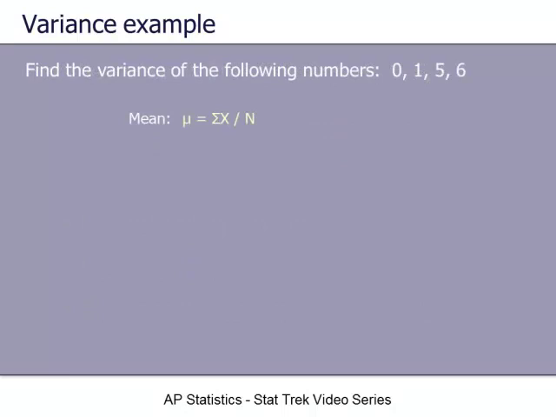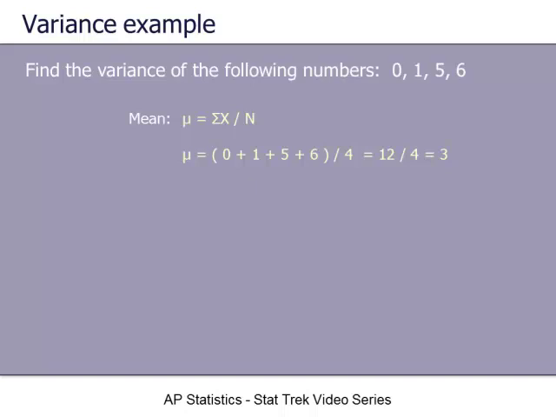Recall that the mean is equal to the sum of values, sigma x, divided by the number of values, n. Thus the mean is equal to 0 plus 1 plus 5 plus 6, all divided by 4, which equals 12 divided by 4, or 3.